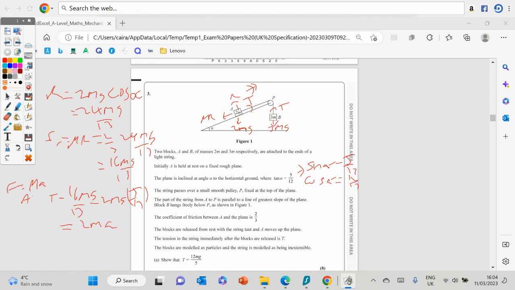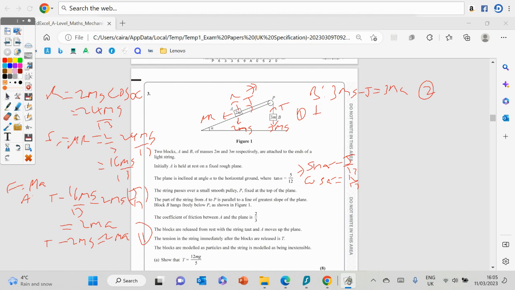So that's going to give you T minus 2mg equals 2ma. And we'll call that equation 1. Now I need to find equation 2, so I'm going to do the same thing, but for B now. And I know B is going to move downwards, so I'm going to get 3mg minus T equals 3ma. Or you could just do minus T plus 3mg if you like, so you can see the T's will eventually eliminate by me adding these two equations together.